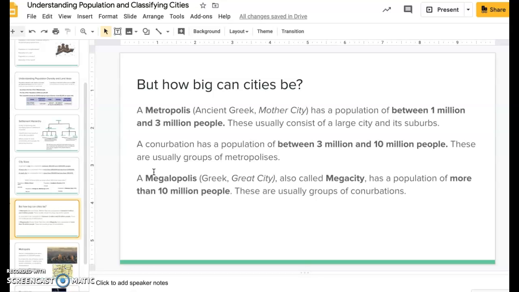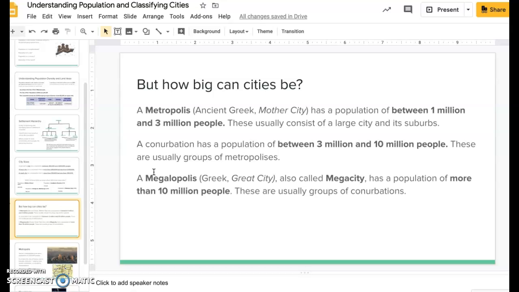These usually consist of large cities like Athens, for example, and then the suburbs, which means all the smaller cities around it, okay? But suburbs are generally residential areas, so generally where people live, so they might have more apartment buildings or homes as opposed to shopping centers and businesses, right? So a metropolis is a big city that's between 1 million and 3 million people.